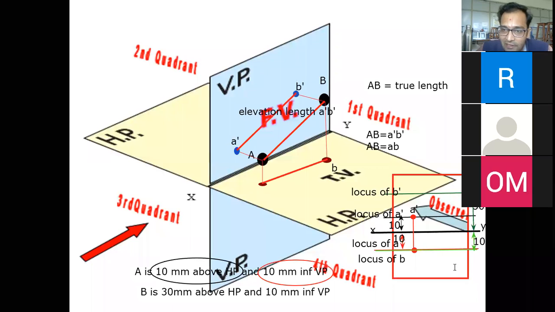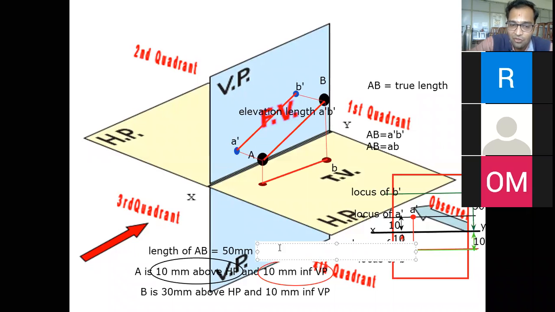So which is the other data required for us? It is the length of AB. Had I given you the length of AB, if I say the length of AB is 50 mm, then what is going to happen? Now I have an approach to drop the point B dash. Whenever I say that the length of AB is 50 mm, it is going to be called the true length of AB.